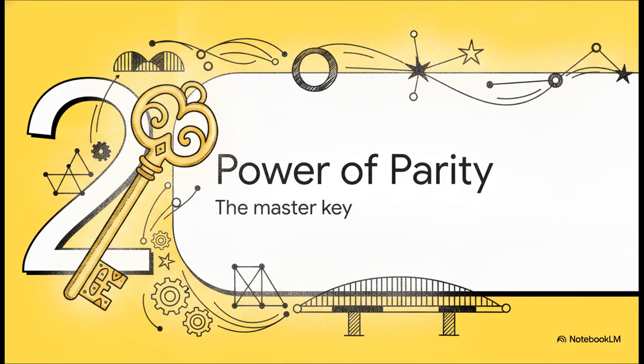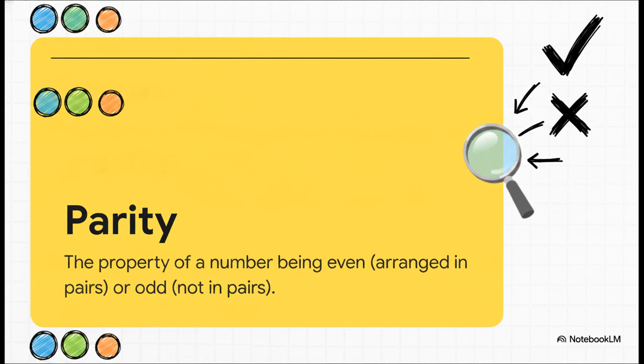Which leads us perfectly into Section 2, the power of parity. This is the master key for solving these patterns. We call this master key parity. It sounds like a fancy academic term, but the crucial point is that parity literally just tells us if a number can be perfectly paired up, or if there's always one left over.